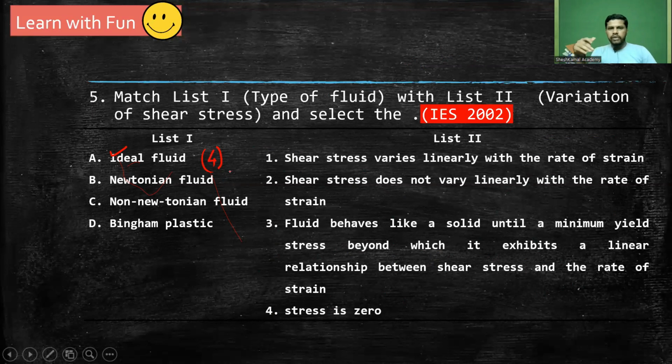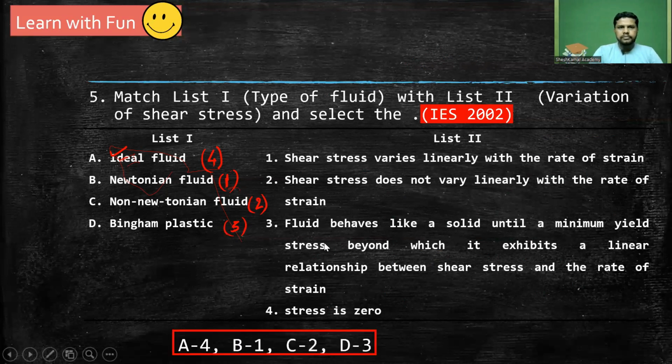Newtonian fluid is a fluid where the shear stress varies linearly with the rate of strain. If you observe list 2, B matches with 1. Now for non-Newtonian fluid, the shear stress does not vary linearly with the rate of strain, so in list 2 it matches with number 2. Now Bingham plastic fluid. 4 and 1 are all completed, so the remaining is 3. So D matches with 3. The answer will be A4, B1, C2, D3. So see the answer.